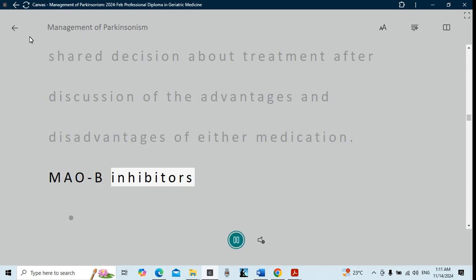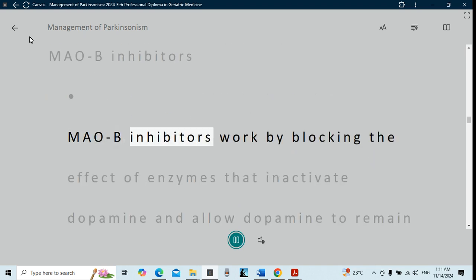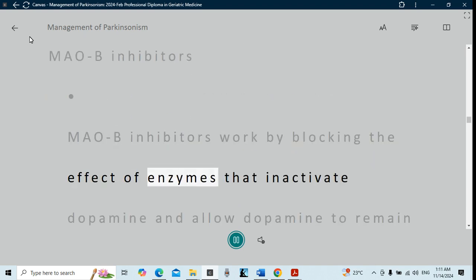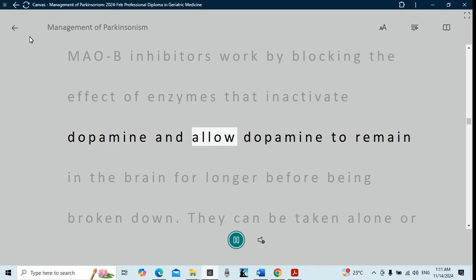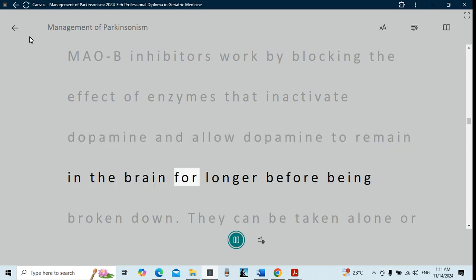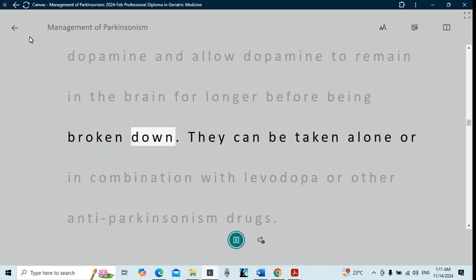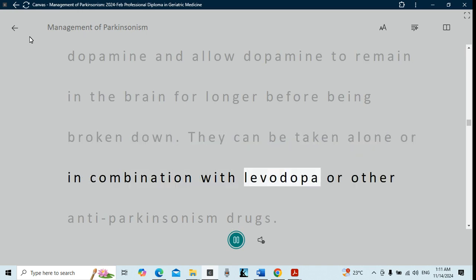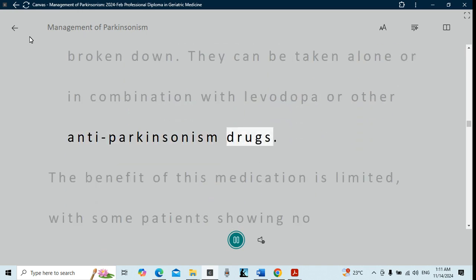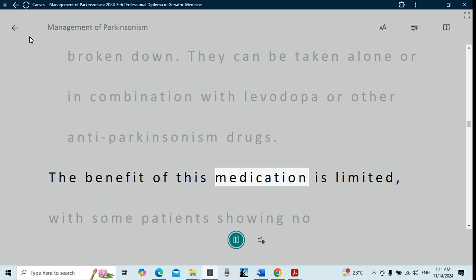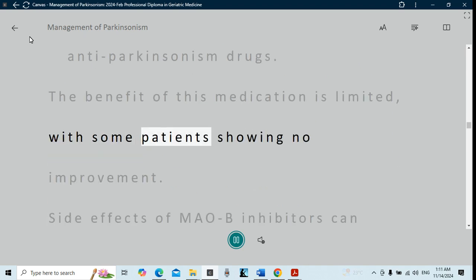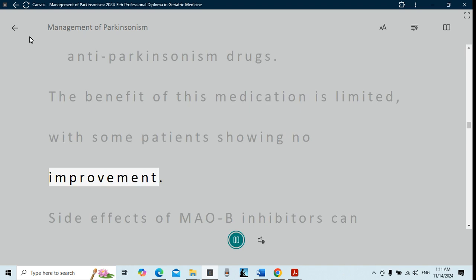MAOB inhibitors. MAOB inhibitors work by blocking the effect of enzymes that inactivate dopamine and allow dopamine to remain in the brain for longer before being broken down. They can be taken alone or in combination with levodopa or other anti-Parkinsonism drugs. The benefit of this medication is limited, with some patients showing no improvement.